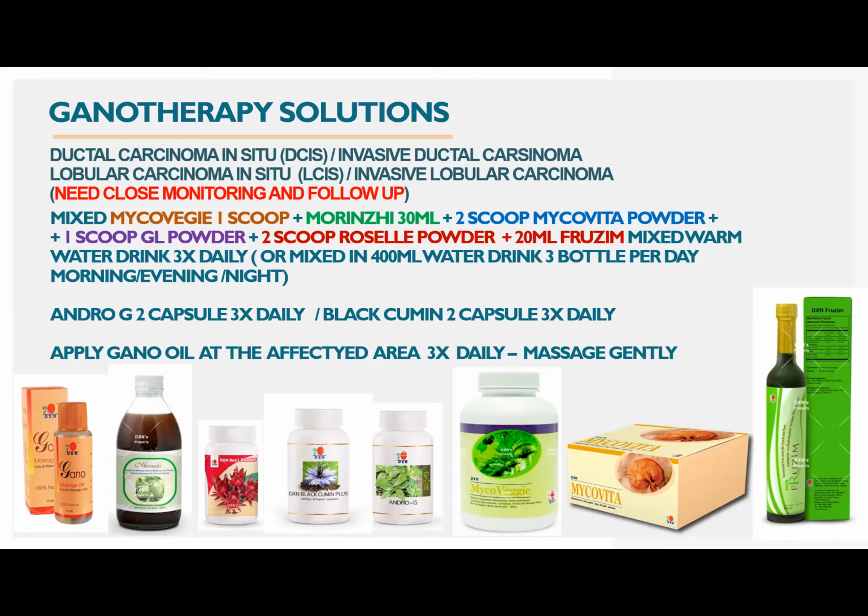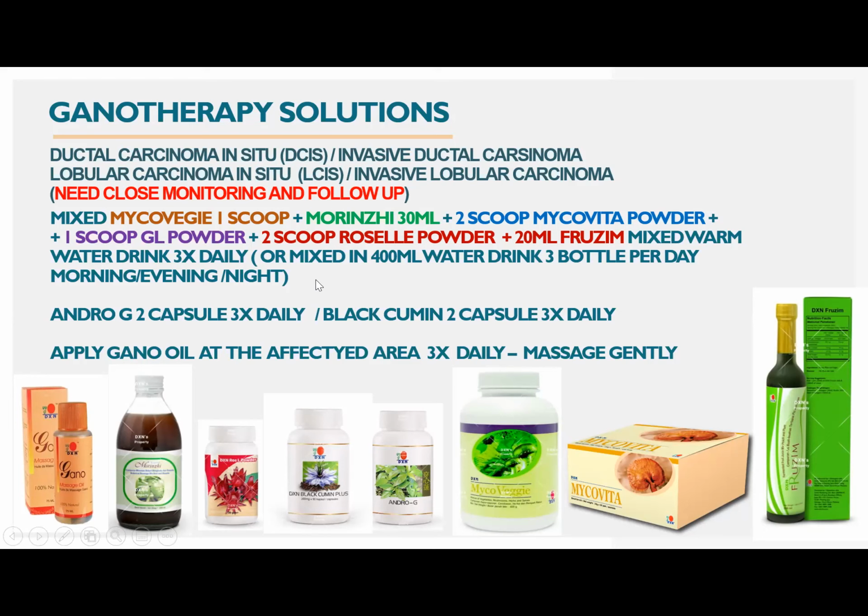And 2 scoops of Mytavita powder, 1 scoop gel powder, 2 scoops of roselle powder, 20 ml Fruzin, mix with warm water, drink 3 times daily. Or mix in 400 ml of water, drink 3 bottles per day: morning 1 bottle, evening 1 bottle, and night 1 bottle. That means they can take from 8 to 12, 12 to 4, 4 to 8, every 4 hours 1 bottle of drink, starting at 8 o'clock and ending at 8 o'clock. So they can start to do that.